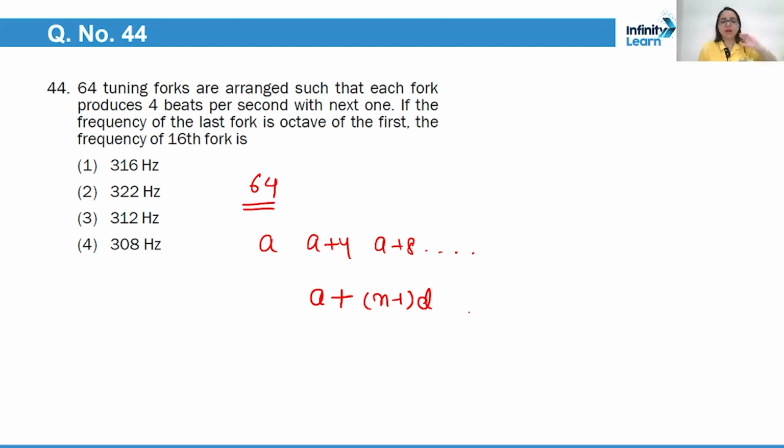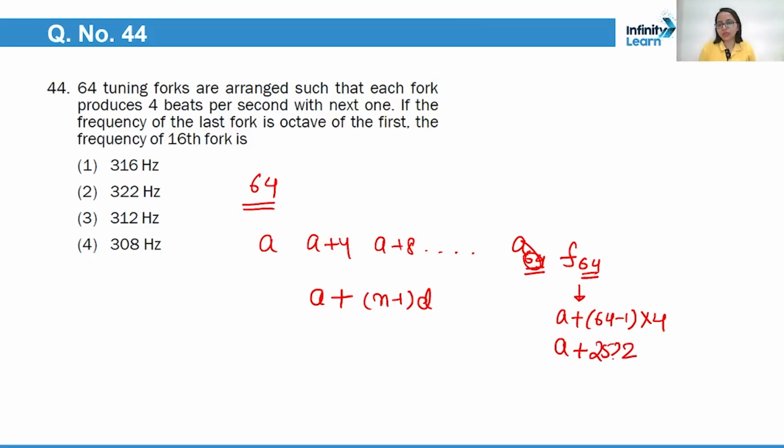right? So over here, let's say the frequency of the 64th fork is F64 and the frequency of the first is A, right? So over here it is A plus (64 minus 1) into d. Difference is 4. So this will be A plus 63 into 4, and 63 into 4 is 252, right? So 252 plus A is the frequency of the 64th fork, okay, and it is the octave of the first, right? That means it is 2 times the first frequency. Octave means the ratio will be 2. Okay, so over here A is 252. That means the frequency of the first fork is A, which is 252.